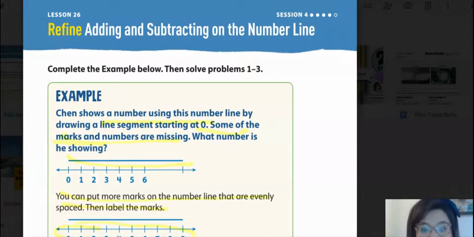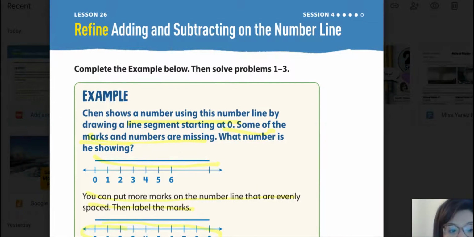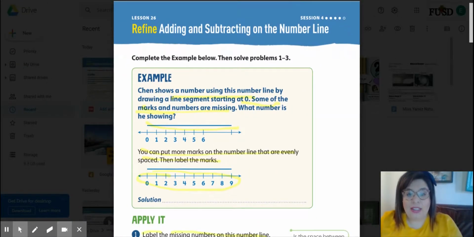And you can see that this one, it's just like last week, is an example. So this is an example. So let's read it. And so we're going to use what we know, and we're going to use this example to help us with the problems that are coming up. So example. Chen shows a number using the number line by drawing a line segment starting at 0. Some of the marks and the numbers are missing. What number is he showing?